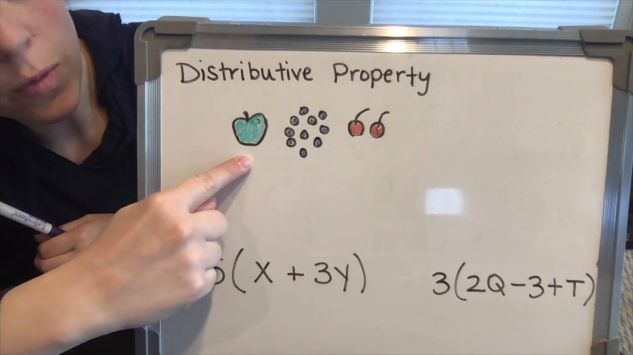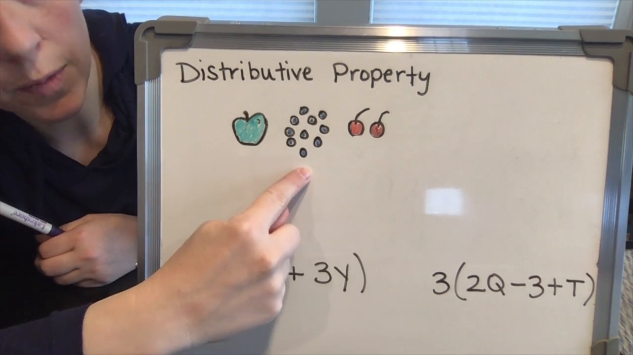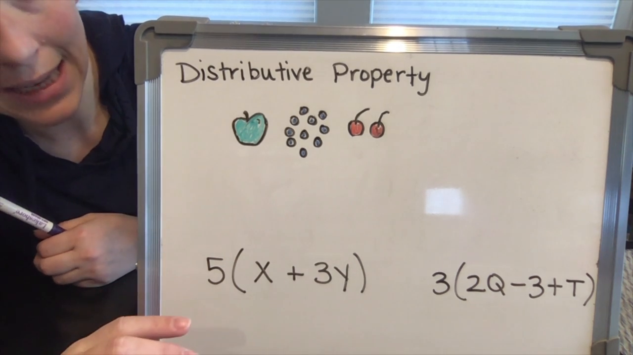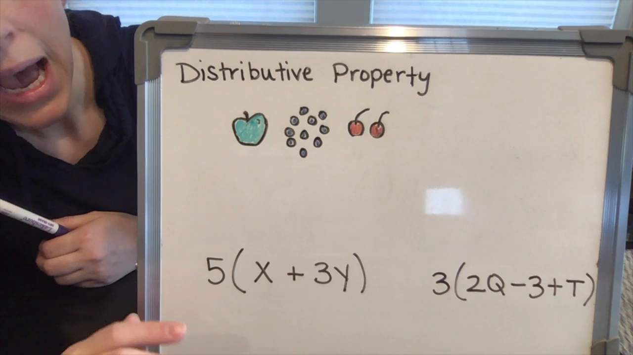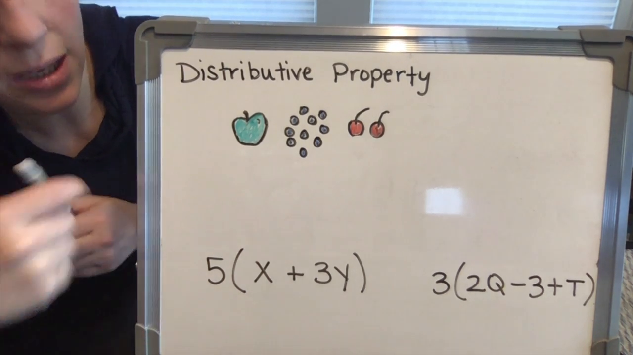So for example, if we put a bunch more apples in, but we don't increase the amount of blueberries and cherries in the same way, our fruit salad is not going to taste the way that we expect. And so this is one way to kind of see the distributive property in action in real life.